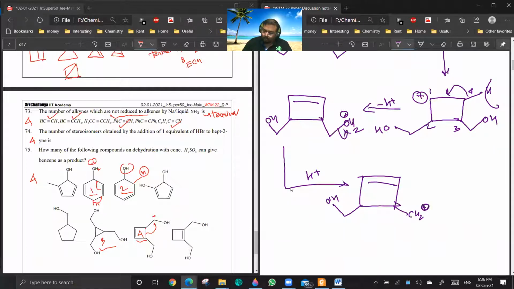CH2 plus. Always this group will be moving. Okay, again, if I am taking 1, 2, 3, 4, 5, you'll get 1, 2, 3, 4, 5. At the first carbon, again, a positive charge will come. Okay, it's like this one is moving. So, the first carbon, the positive charge will come. There will be a double bond between 2 and 3.